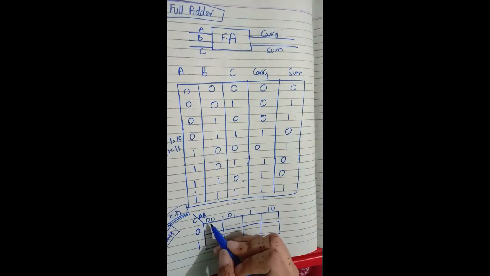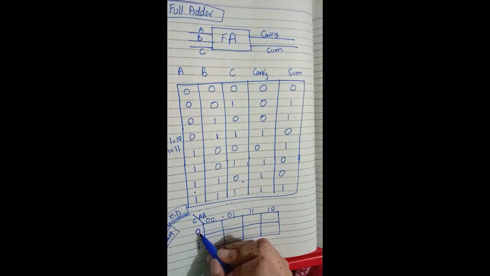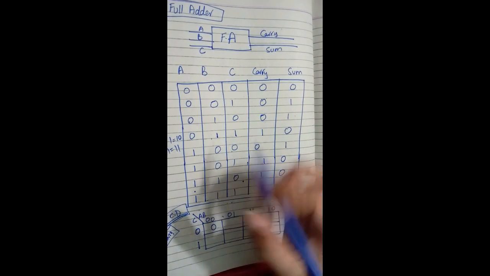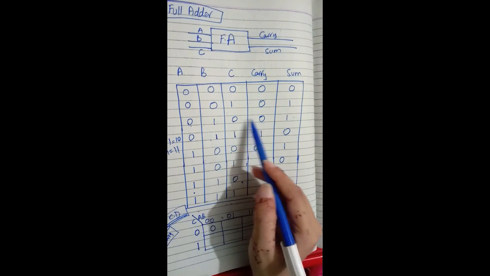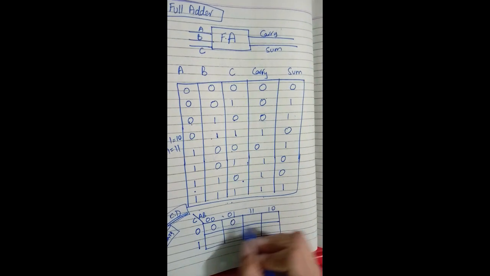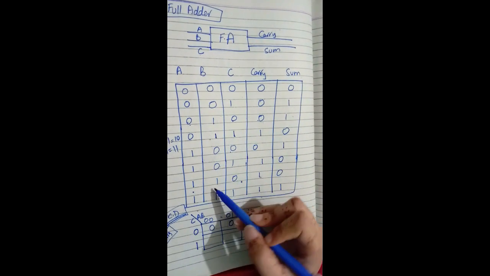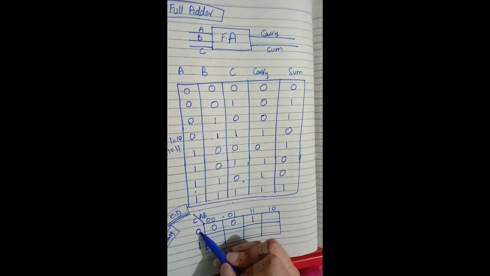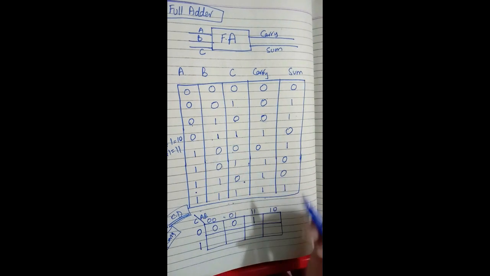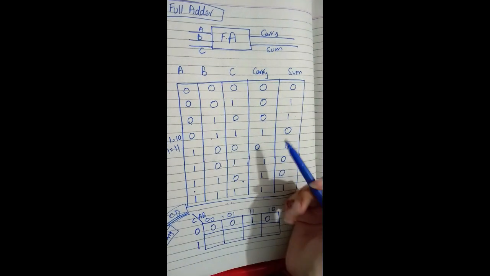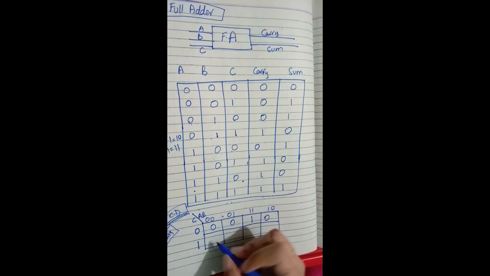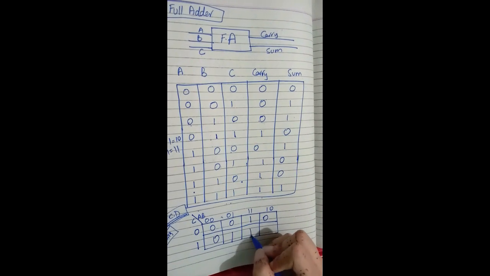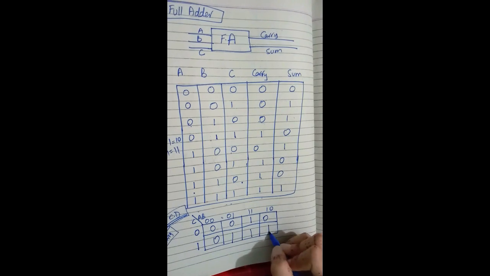When A, B and C are all 0, we have carry 0. For 0, 1, 0, carry is 0. For 1, 1, 0, carry is 1. For 1, 0, 0, carry is 0. And for 0, 0, 1 we have 0. For 0, 1, 1 we have 1. For 1, 1, 1 we have 1. For 1, 0, 1 we have 1.